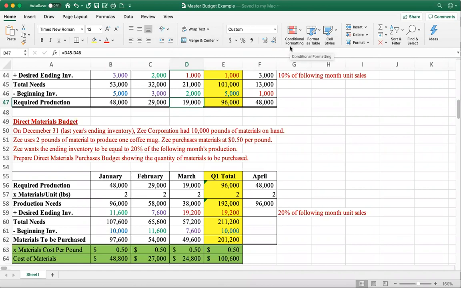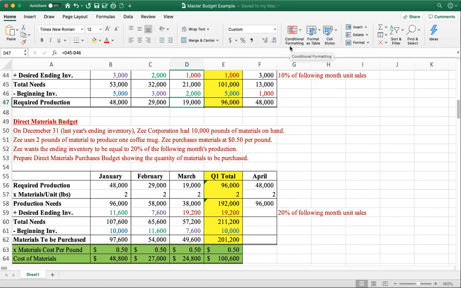Now remember that the materials budget is driven from the production budget, just like the production budget is driven from the sales budget, right? Once you know how much sales you're projecting, then you can start producing units. Once you know how many units you need to produce, you can work on buying raw material for that. So the direct materials budget, therefore, is driven from your production budget.